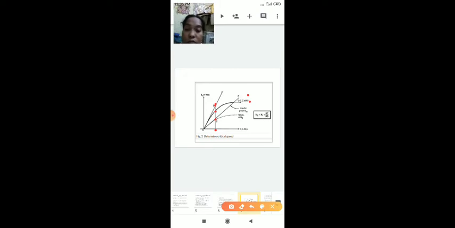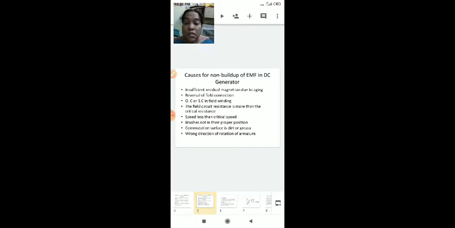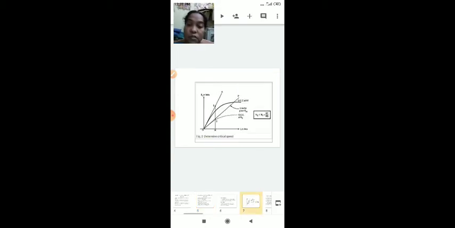In the previous section we observed the causes for non buildup of EMF. If the field resistance is more than the critical resistance, then non buildup of EMF takes place. Like that, if the speed is less than the critical speed, see here, at N1 speed this open circuit characteristics is drawn. If we draw a tangent, we get the critical speed. If the speed is less than the critical speed, then buildup of EMF is not possible. This is a minimum speed. If the speed is less than this critical speed, then nothing happens, no output.